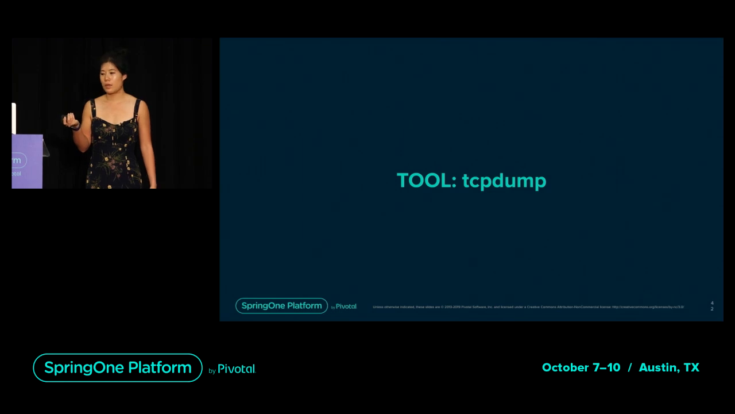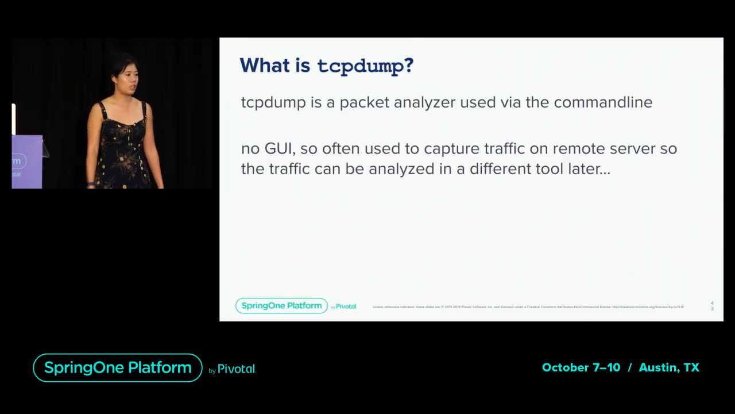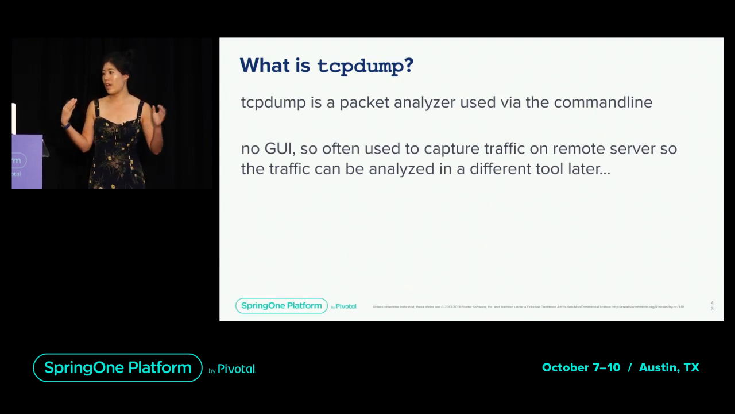So what is tcpdump? tcpdump is a packet analyzer that you can use via the command line. There's no GUI, so it can be sort of hard to actually read the information. And so oftentimes what you'll want to do is use tcpdump to capture all of your network traffic and then use another tool to analyze it. The great thing about tcpdump is because you can just use it via the command line, it's really easy to SSH onto a remote server, run tcpdump, capture all of your network traffic, and then move that file to your own machine where you can then analyze it.